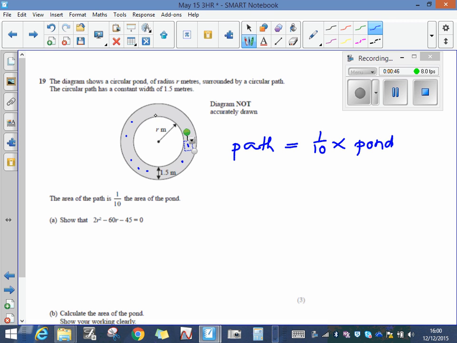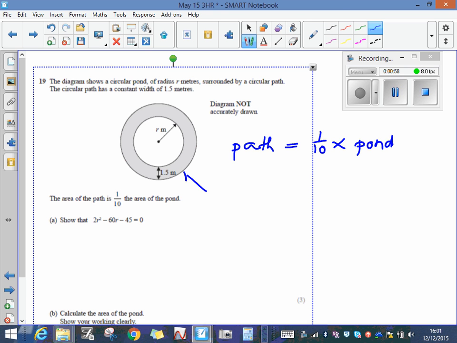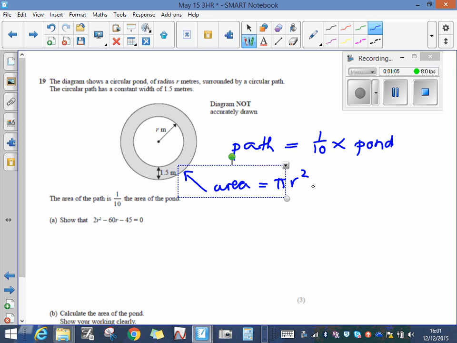And to work out the area of this, well, the area of that path is actually going to be the area of the outside circle take away the area of the inside circle. Let's have a look at how that works. So if we look at the outside circle, the area of a circle is pi r squared. So for the outside circle, the area is going to be pi times, now let's think about it.